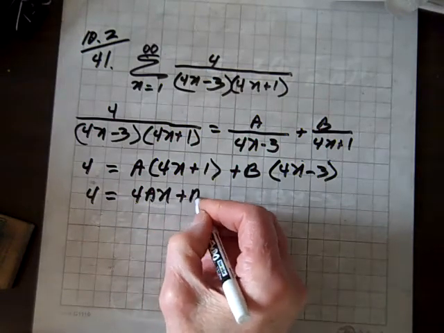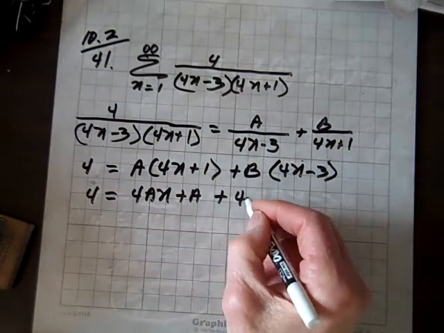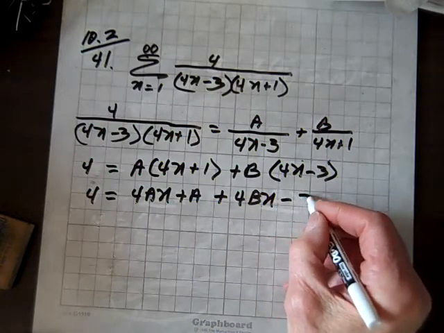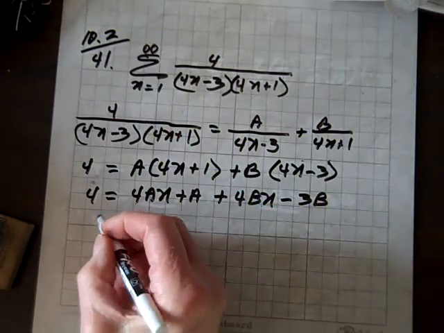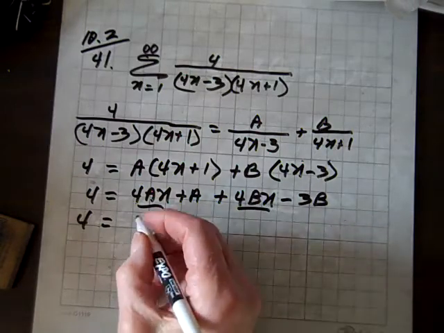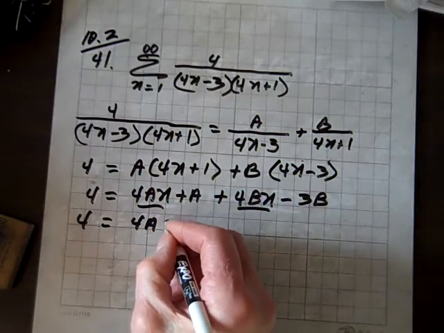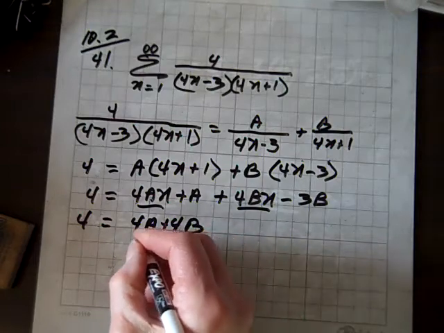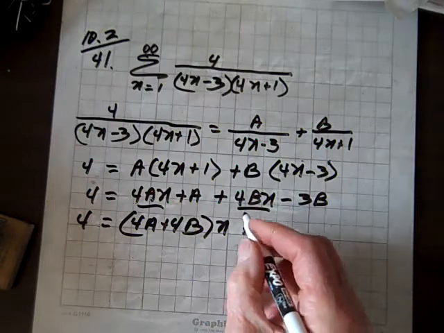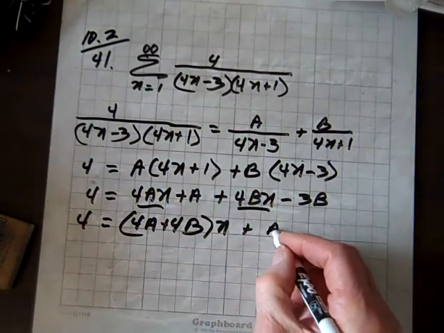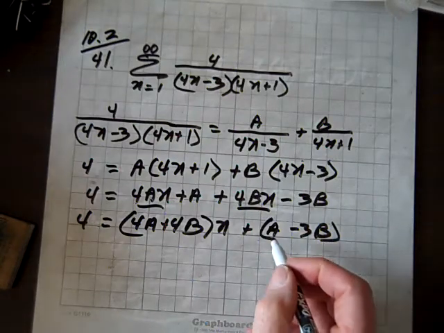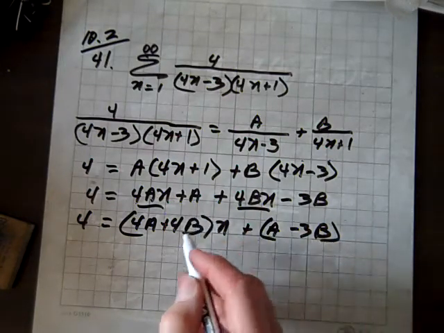Multiplying that out, we get 4an plus A plus 4bn minus 3b. Now gathering up like terms, and these two are like terms, we'll get 4a plus 4b, and factoring out an n, there it is, plus, and the constant term is made up of a minus 3b, so I'll just put parentheses around that to reinforce the idea that is the constant term.